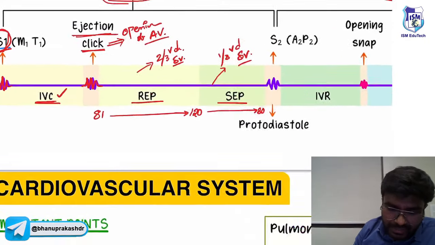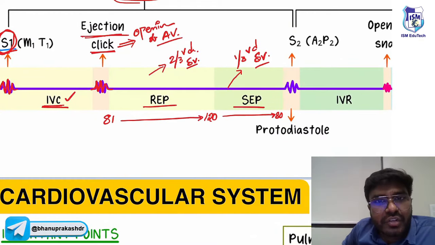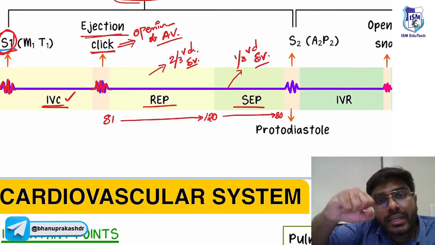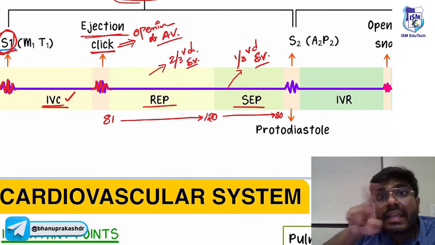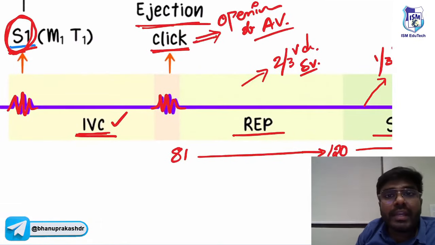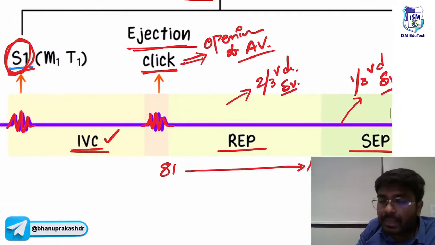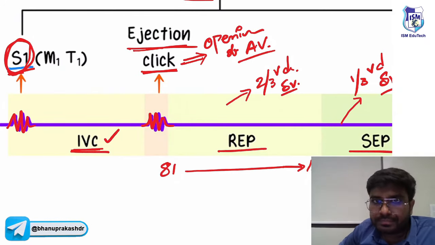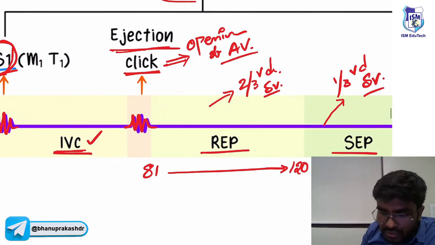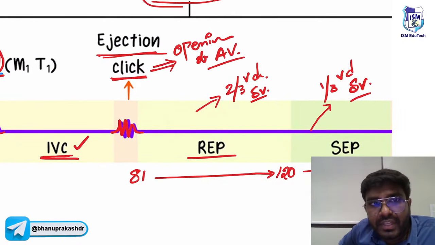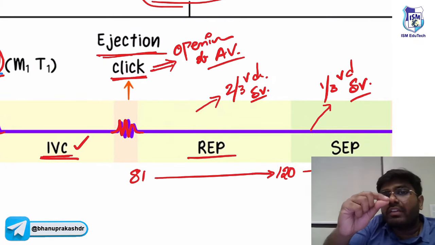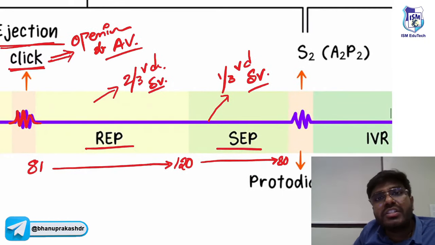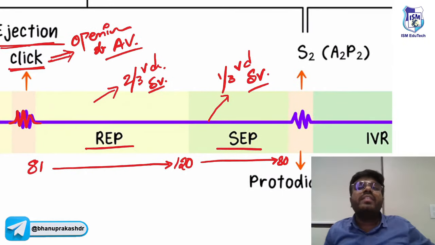In systole, how many phases are there? Isovolumetric contraction, rapid ejection phase, and slow ejection phase. First the atria contract. During atrial contraction, which heart sound is heard? S4 heart sound. In the beginning of the isovolumetric contraction, there is the S1 heart sound. At the end of the isovolumetric contraction, there is the ejection click. Once the aortic valve is open, after the ejection click, there is the rapid ejection phase and slow ejection phase.